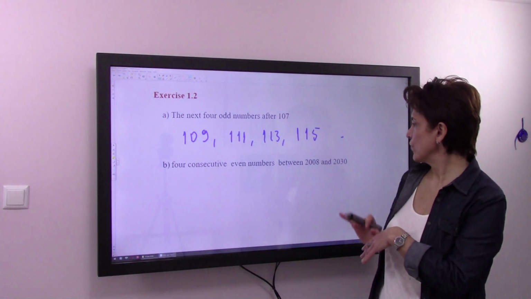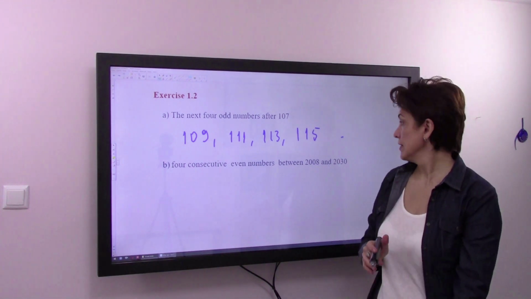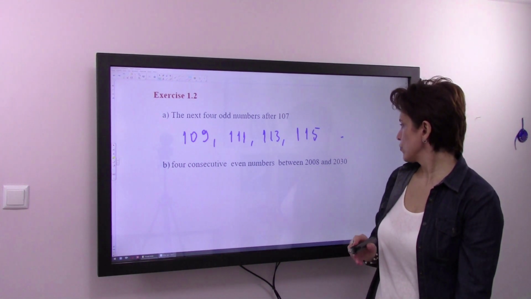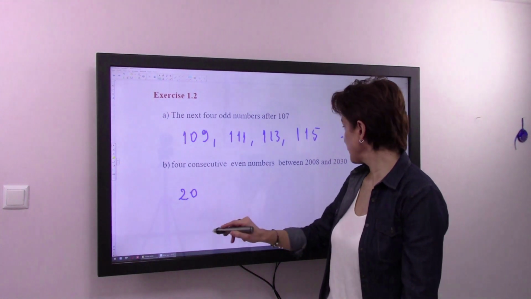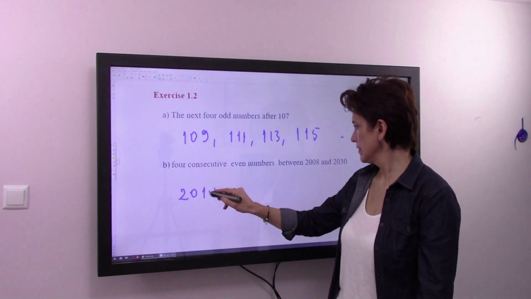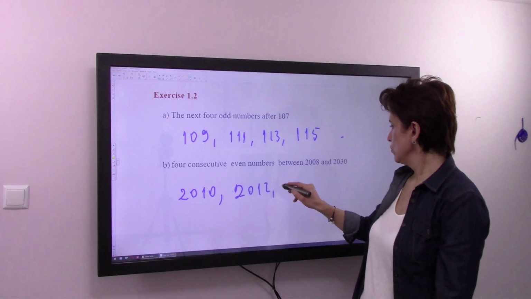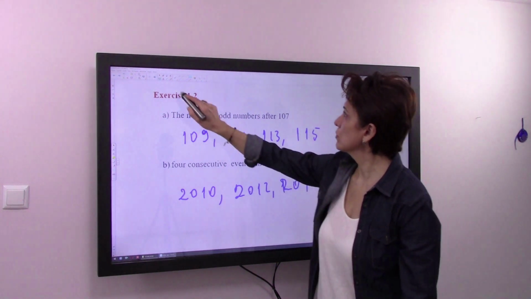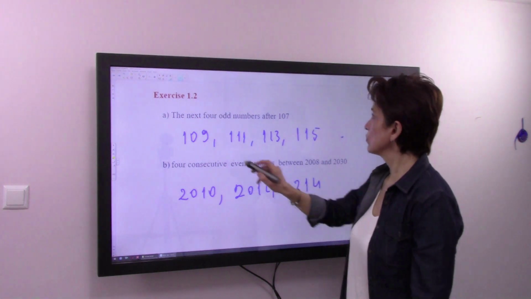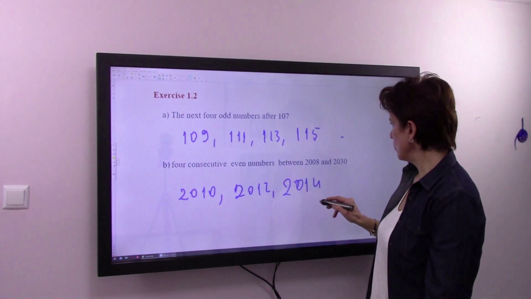Consecutive even numbers between 2008 and 2013. You can find many options here. For example, 2010. What is next? 2012. 2014. Okay. One more.